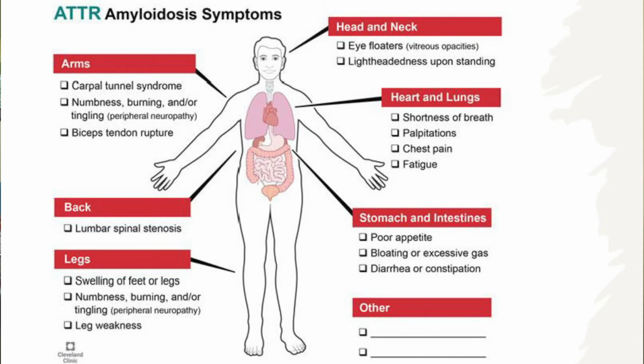The Cleveland Clinic has set out this picture as part of their awareness campaign, where they indicate that numbness, burning or tingling of the arms and legs, spinal stenosis of the back, lightheadedness upon standing, shortness of breath, palpitation, chest pain, fatigue, poor appetite, bloating or excessive gas production, diarrhea and constipation can all be signs that the patient is suffering from TTR amyloidosis.